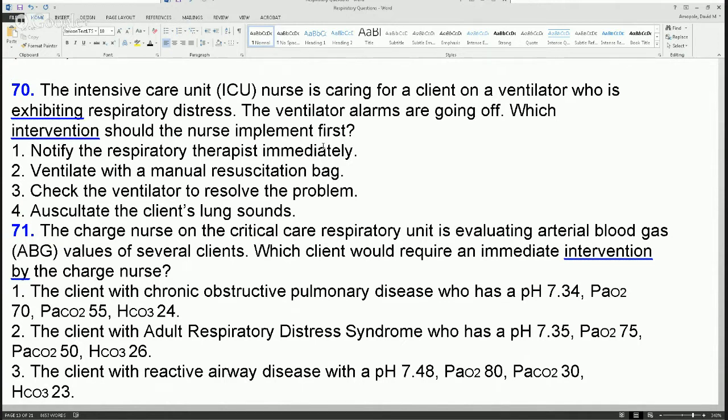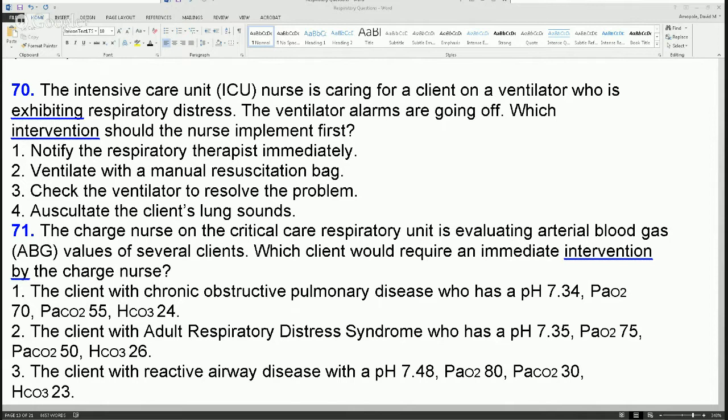Check your equipment before you deal with the patient. Sorry you're not breathing there, buddy. Let me check this out. Now, I'll tell you what it says. On 3, it says the client's having respiratory distress. The alarms are going off. Therefore, the nurse should first assess the ventilator, determine the cause of the problem, and correct it because the client's totally dependent on the ventilator. This is one of the few situations where the nurse would assess the equipment before assessing the client.